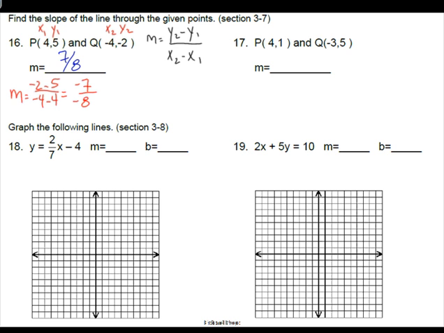For number 17, we do the same process. First label the points, x1, y1, x2, y2.